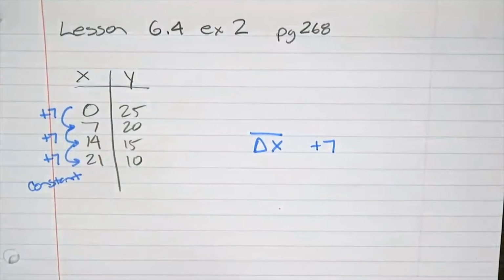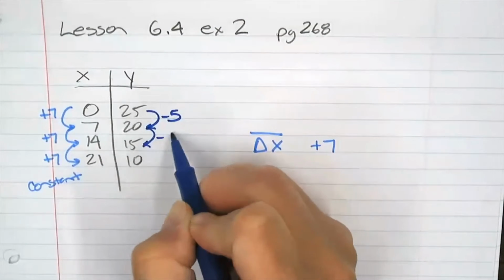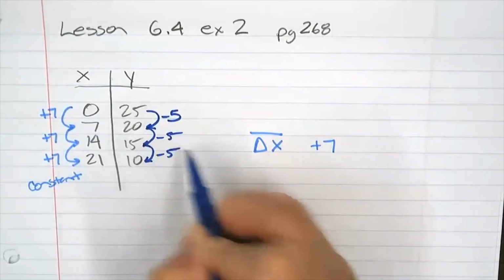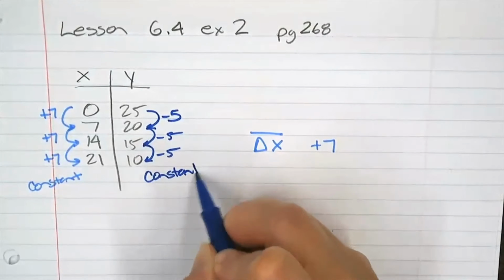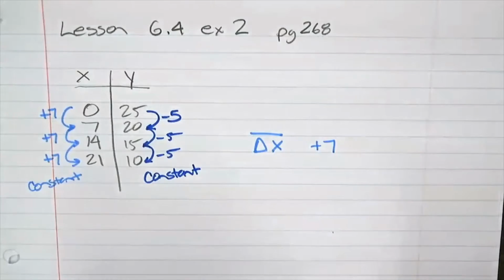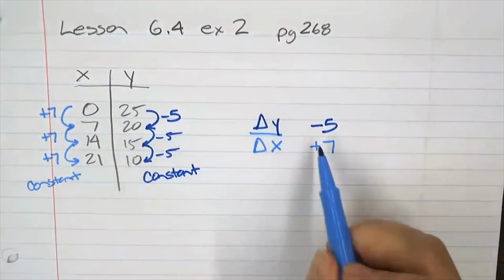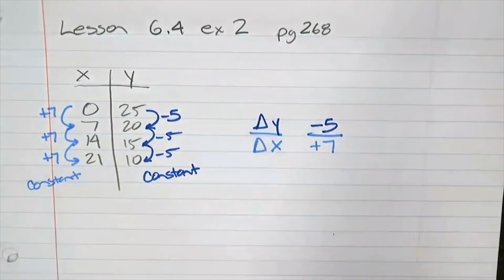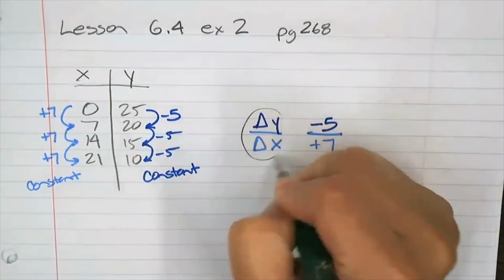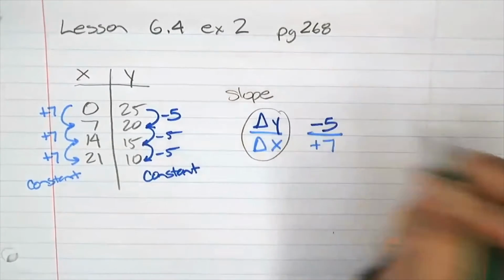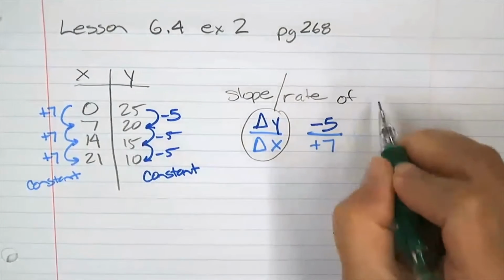So now let's look at our change in y. Our change in y, -5, -5, -5. All three of these are the same. So that means that our change in y is constant. Our change in y is -5. Now this should look familiar. Change in y over change in x. This is also known as slope or rate of change.